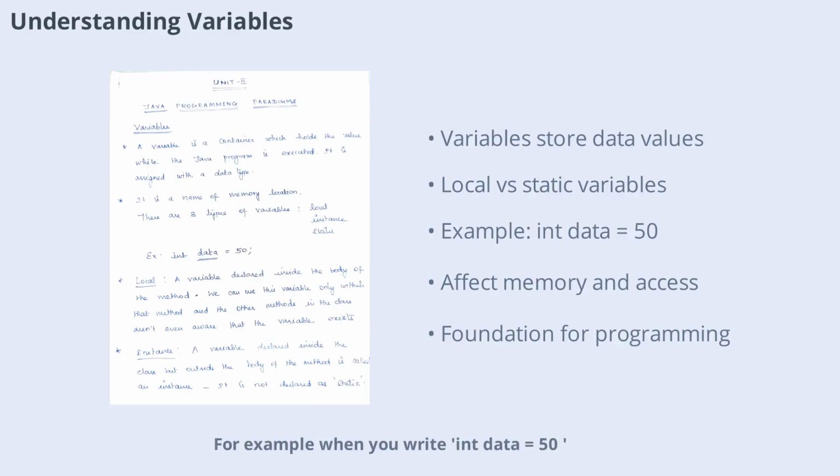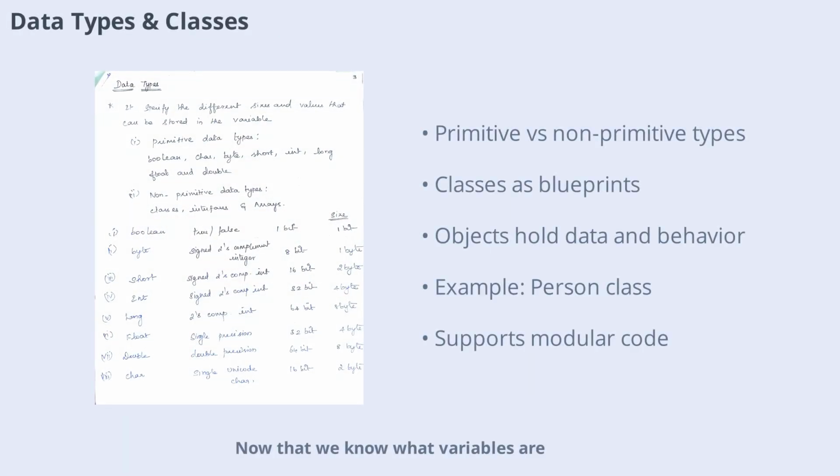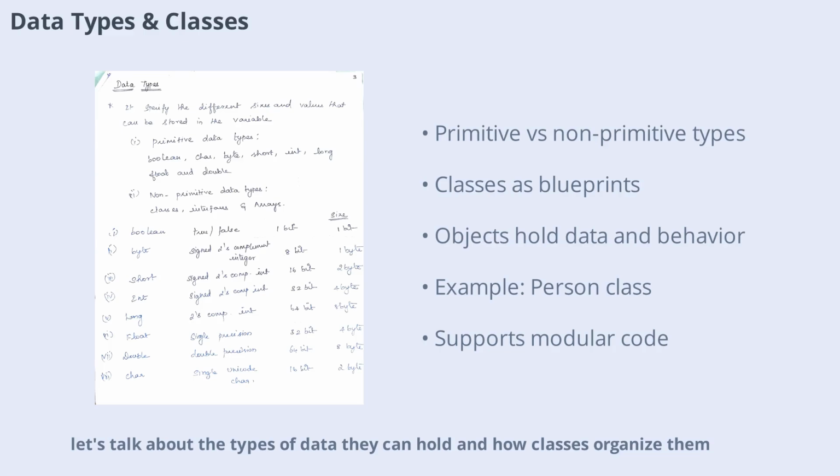For example, when you write int data equals 50, you're creating an integer variable named data and assigning it the value 50. Understanding how and where to declare variables is crucial, as it affects how your program stores and accesses information. As we move forward, you'll see how variables interact with other elements in Java, setting the stage for more complex programming structures. Now that we know what variables are, let's talk about the types of data they can hold and how classes organize them.